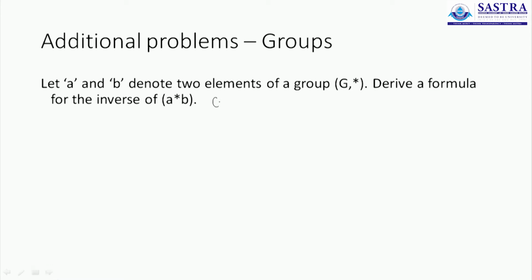Let's pick a very simple group Z and plus, the set of all integers under addition. Let A denote 5 and B denote 7. This means that the inverse of A is A dash, which is minus 5. The inverse of B is B dash, which is minus 7. Now we are interested in finding the inverse of A star B, that is the inverse of 5 plus 7, which is 12. What can be the inverse of 12? We know that the inverse of 12 is minus 12, but let's find that using the formula we just derived.